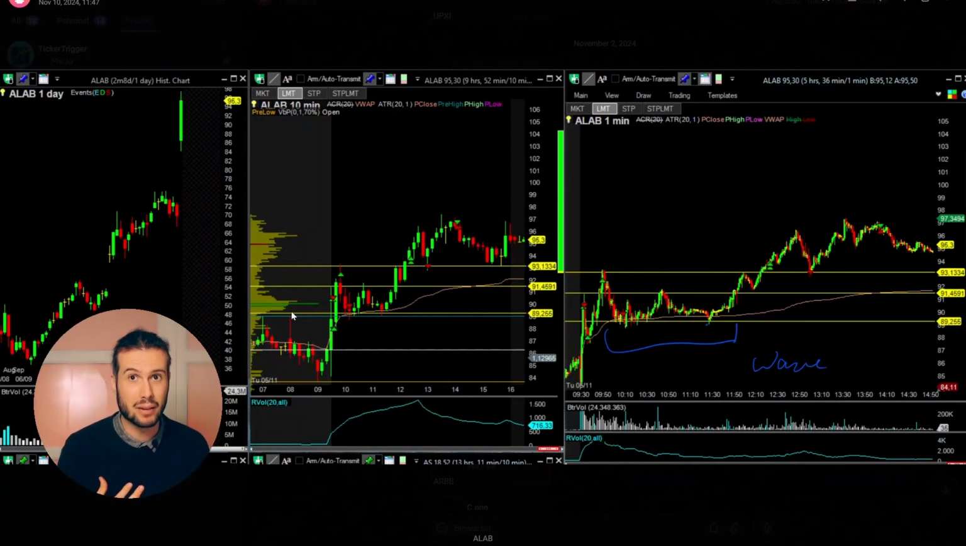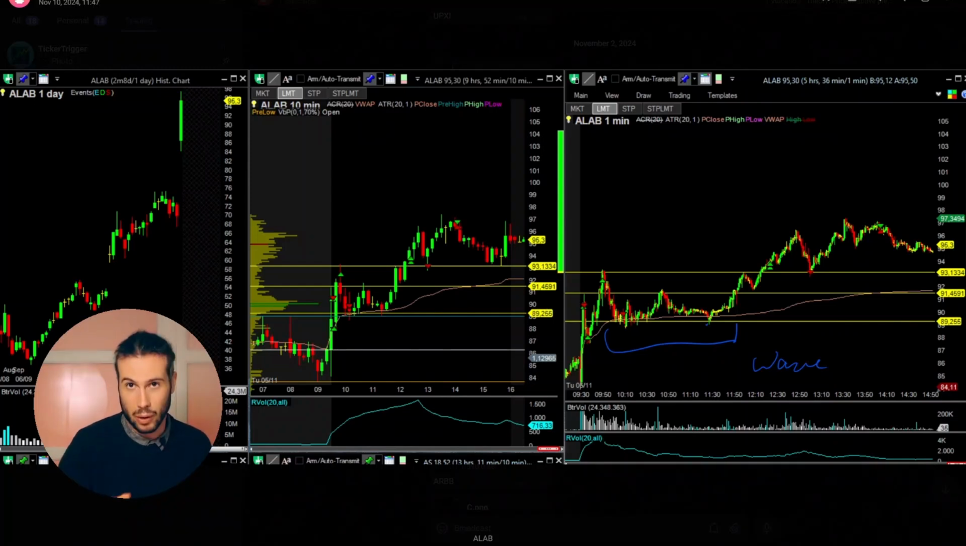So if you have a key level with a high volume profile, that gives you more confirmation at that particular key level. And then obviously you see on all my charts, I have 3 windows. I have the daily chart, the 10-minute chart, and the 1-minute chart.